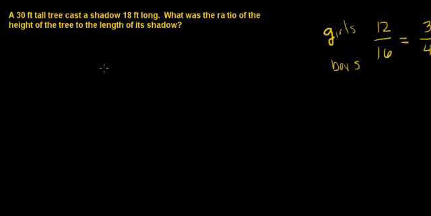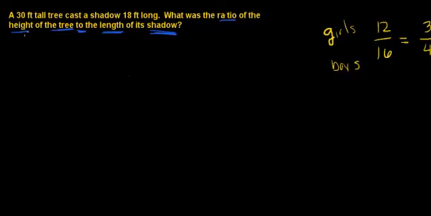A 30-foot tall tree casts a shadow 18 feet long. What was the ratio of the height of the tree to the length of its shadow? So the first thing we need to establish is what it is we're doing a ratio of. So we look for some key words here. They want to know the ratio of the height to the length of the shadow. So they want the height of the, let's emphasize here, the tree to the length of the shadow.